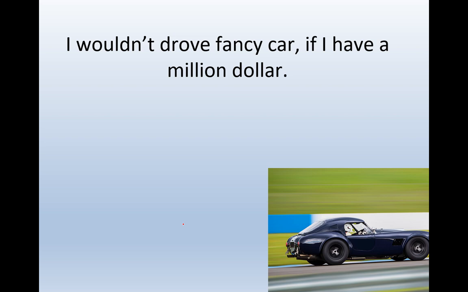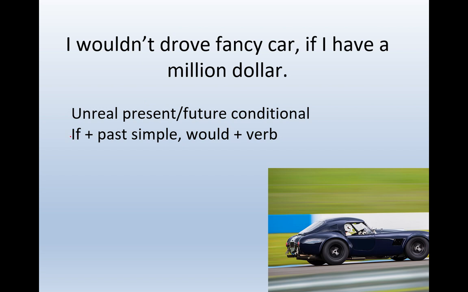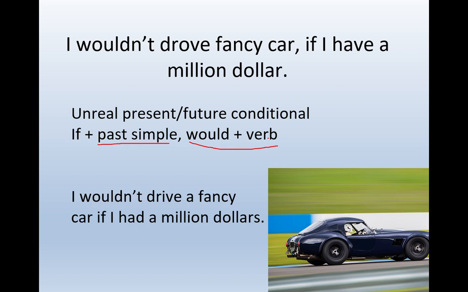I wouldn't drove a fancy car if I have $1 million. This would be an unreal situation. I do not have $1 million. So that's unreal. So we'll use if plus a past simple, would plus the verb. So it would be, I wouldn't drive a fancy car if I had $1 million. So if I had. And wouldn't drive, it's just the base form of the verb after wouldn't. And another problem, the comma there. When if is in the middle of the sentence, we don't have a comma. We only have a comma when if is at the beginning.